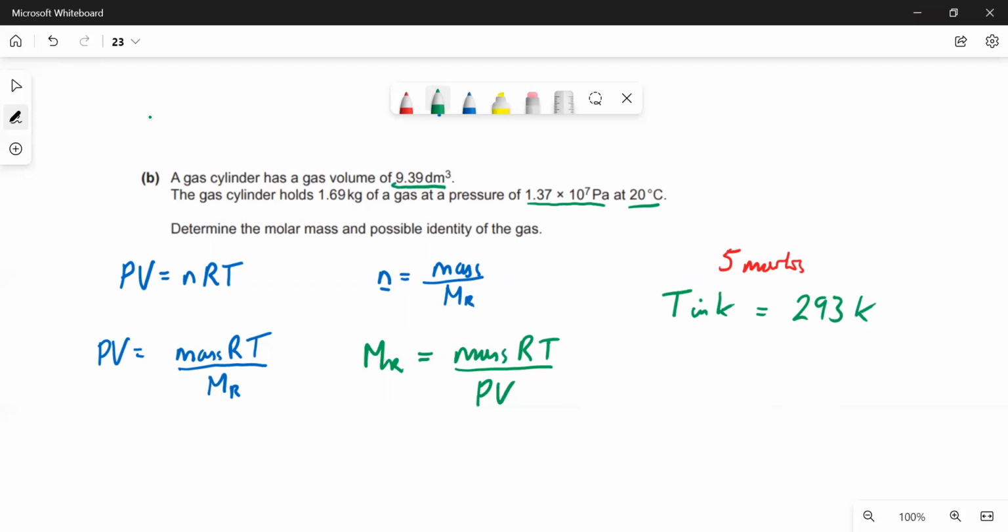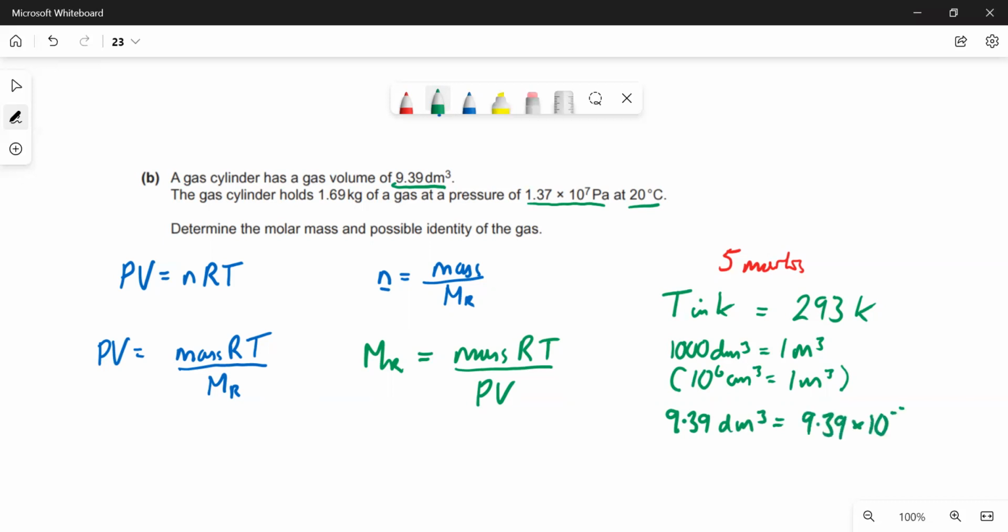Right, now there are 1000 dm cubed in 1 meter cubed. People always get confused with that. And don't forget, there's also 1,000,000 centimeters cubed in a meter cubed. We don't need that, but it's just worthwhile mentioning it. Okay, so what's 9.39 dm cubed? I've got to divide by 1,000 to give me meters cubed, so that's going to be 9.39 times 10 to the minus 3. Let's put those numbers into the equation there.